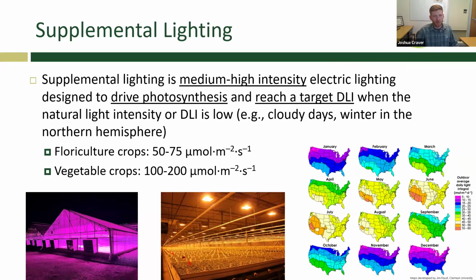Specifically with supplemental lighting, we know we're driving photosynthesis. The goal of this lighting is to reach target daily light integrals, or DLIs. We have a variety of technologies that I'll talk about to do this, but ultimately for floriculture crops, we're often aiming for anywhere from 50 to 75 micromoles of light, supplementing that ambient DLI. Or for vegetable crops, we'll often aim for 100 to 200 micromoles. So again, it depends on the crop, depends on the species.